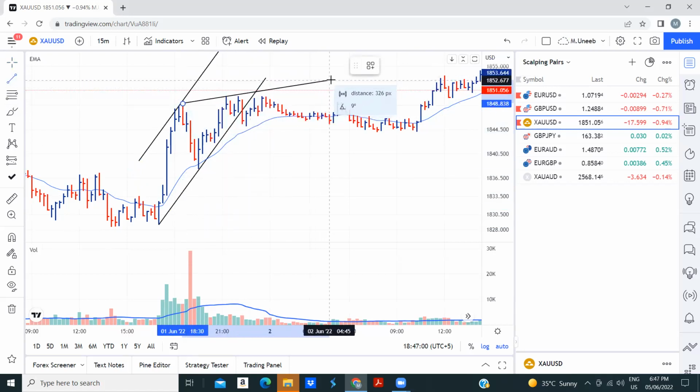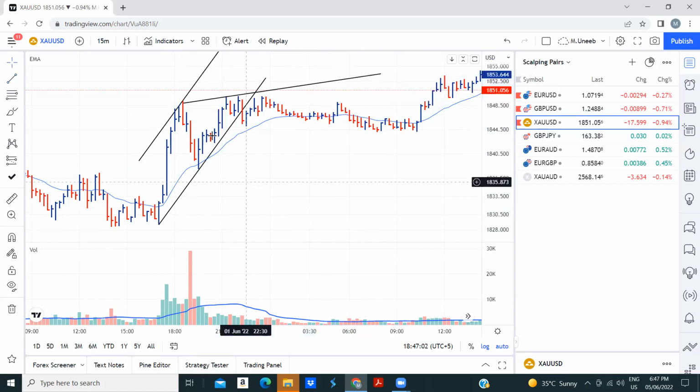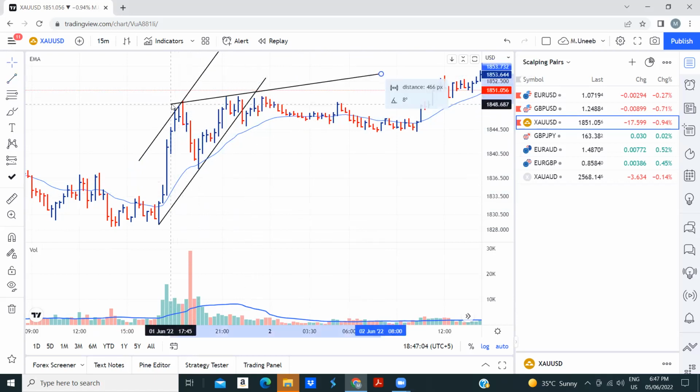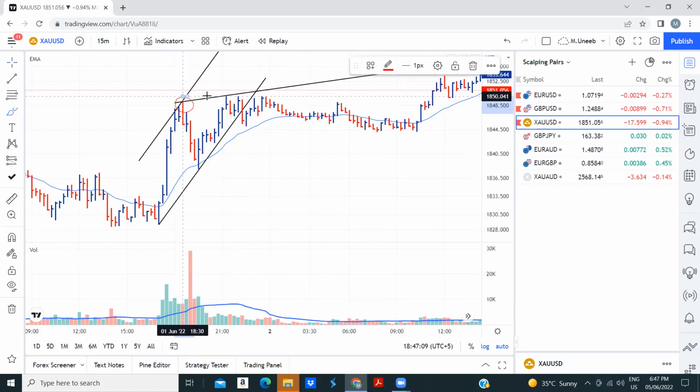For shortening of the thrust, we need a third touch point. So we have this first touch. For shortening of thrust, we need 3 touch points. First touch, second touch, and there is no third touch point. So there is no shortening of the thrust. Am I right?